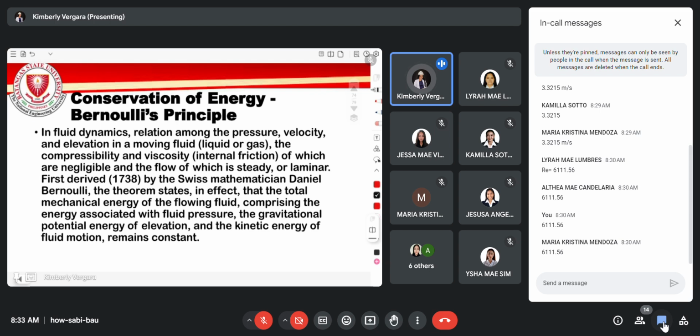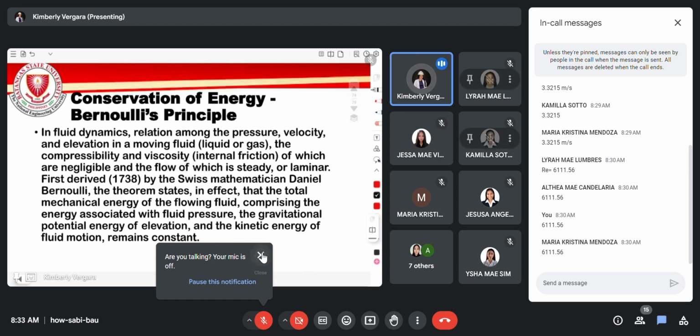This was first derived by the Swiss mathematician Daniel Bernoulli. The theorem states in effect that the total mechanical energy of the flowing fluid, comprising the energy associated with fluid pressure, the gravitational potential energy of elevation, and the kinetic energy of the fluid motion, remains constant. Okay, so what is our formula for Bernoulli's principle?